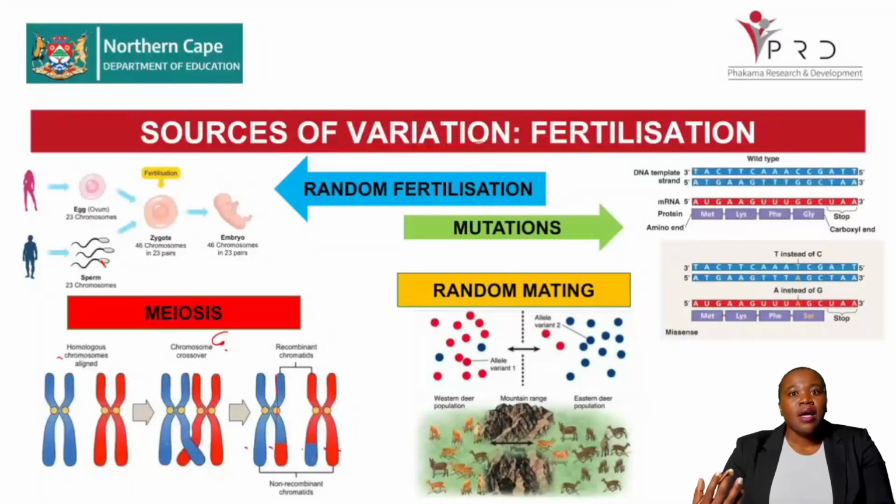Adding to that, random arrangement. The chromosomes are arranged randomly. Therefore, we do not know which chromosome is going to form part of which cell. That leads to the cells being different from each other.